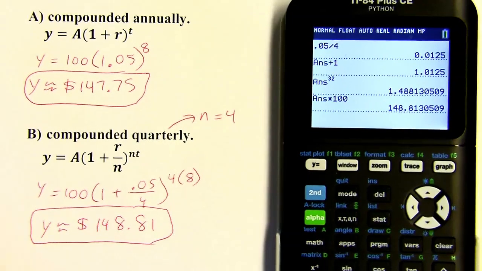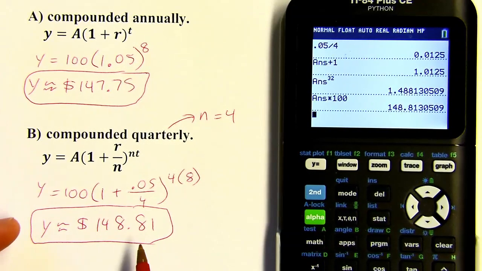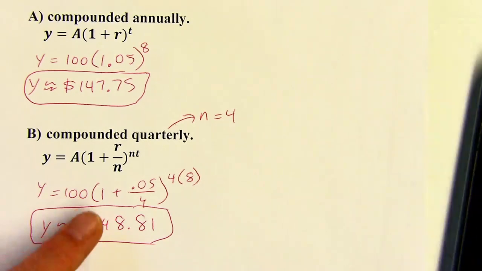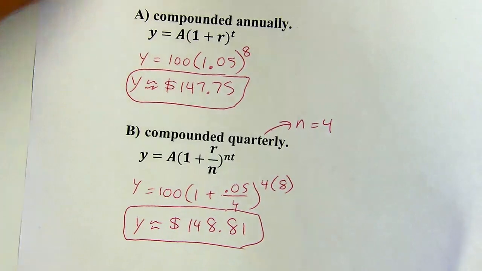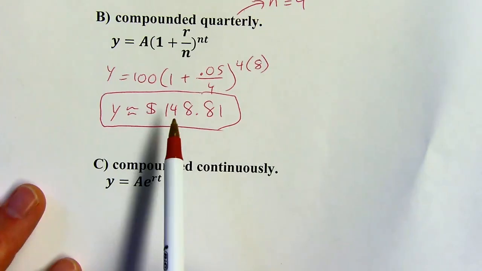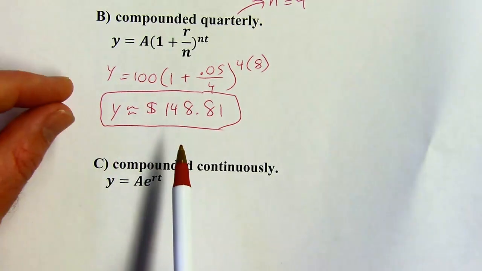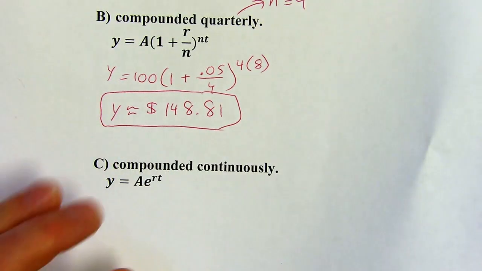And you get more and more, but these jumps are going to get smaller and smaller. You won't make that much more. It's just a little bit more by compounding monthly as opposed to quarterly, and then just a little bit more compounding weekly and so forth. And so those jumps, if you compound more and more, are going to get slower and slower, and these totals are going to be approaching a certain number.